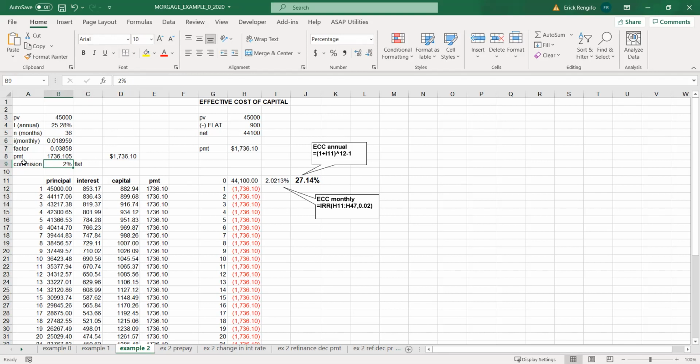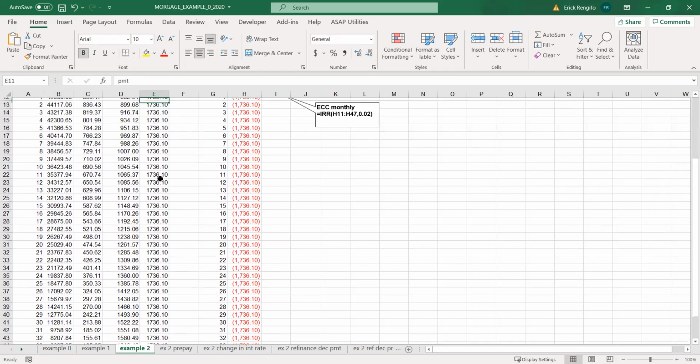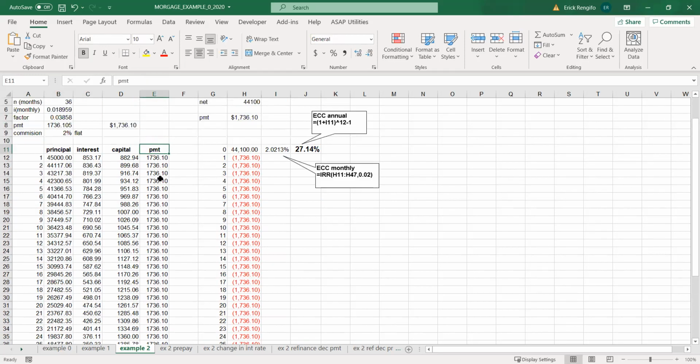You simply ignore this for the time being. Okay, so I'm ignoring that, and what I've done here is exactly what I've done in the previous example. My payment is going to be equal to this number here, and it's always the same. So if you take a look, it's exactly the same for all the 36 periods.